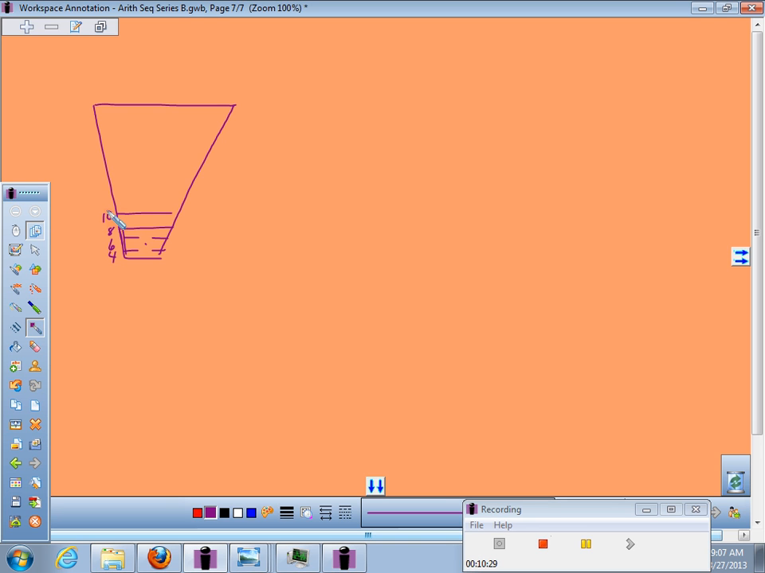Okay. So my first question to you is, if this thing ends up having 20 rows in it, how many seats will be in the last row? It'll be the arithmetic sequence, right? It's going up by 2 every time. Okay, it is going up by 2 every time, so it's arithmetic.